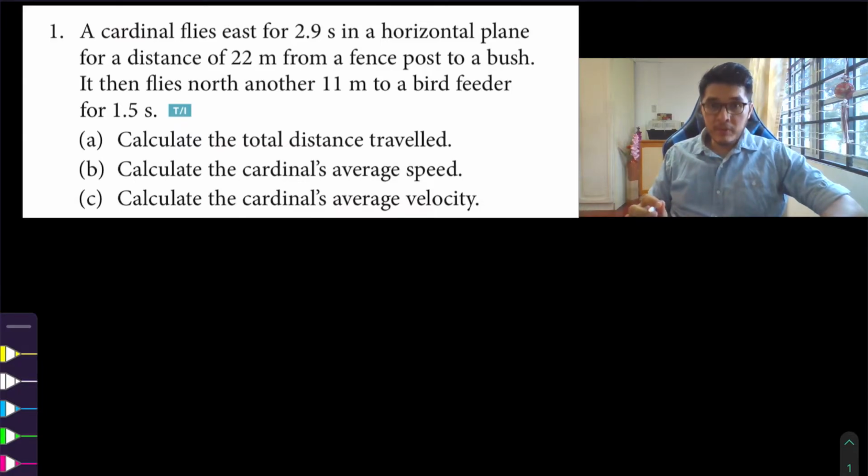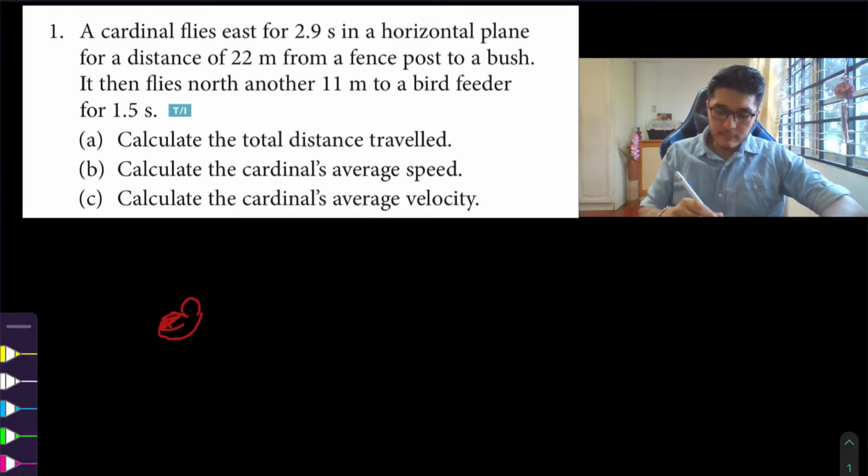If you're not familiar with my grade 11 course, in that I show you the problem solving method in full detail. Here I'm going to go with the same steps but a little bit faster. The first thing that we want to do is to try to visualize the problem. So let's draw a cardinal. And this cardinal, they tell us, is flying east for a distance of 22 meters.